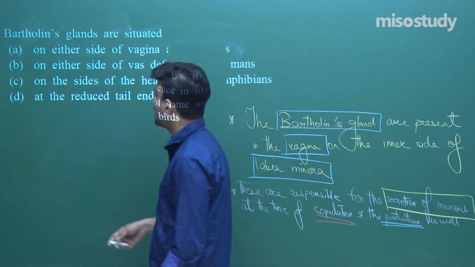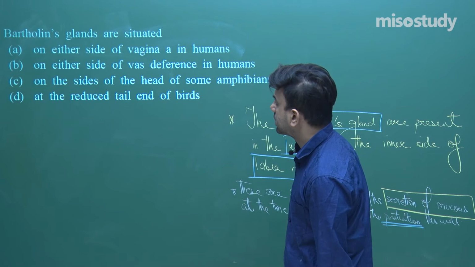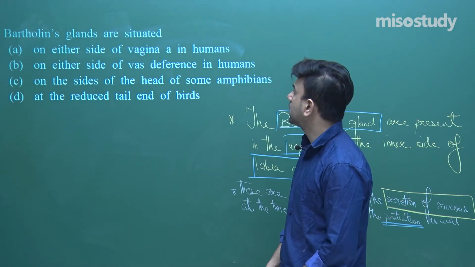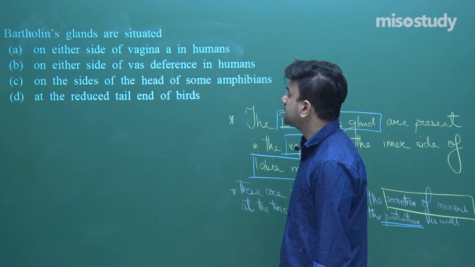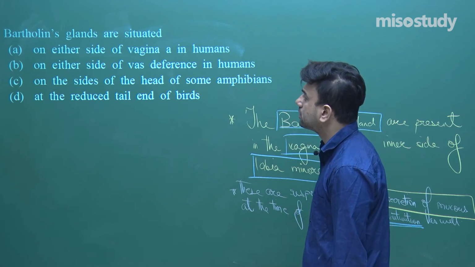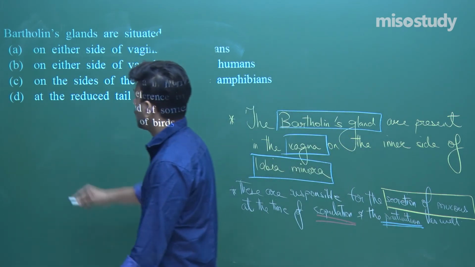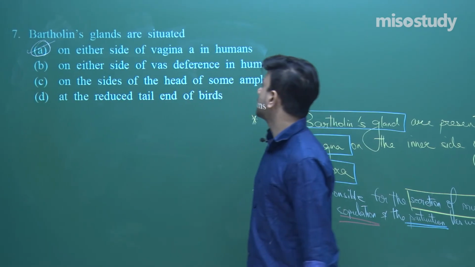So, let us see the options now in the light of this. On either side of the vagina in humans; on either side of the vas deferens in humans; on the side of the head of some amphibians; at the reduced tail end of birds. So the first option is 100% correct: on either side of the vagina in humans.